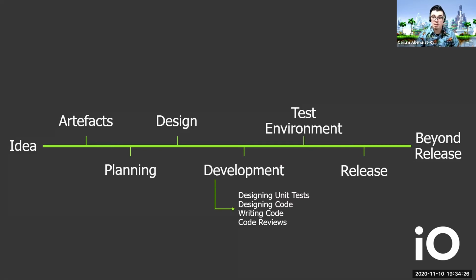We'll plan it at the beginning of a sprint. We will design it, so as part of coding or as part of a UI exercise, we'll design what we want this thing to do. We'll then develop it through coming up with unit tests, writing code, designing code, doing code reviews. Sometimes we'll want to dump it into a test environment for further testing. We'll want to release it, and then it will go beyond release at the end of the sprint.